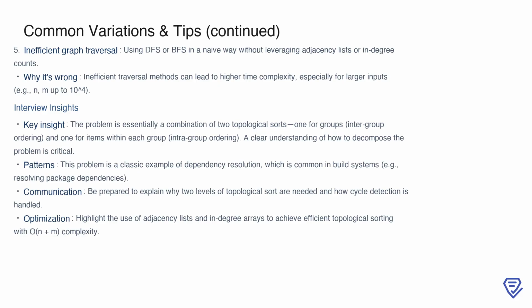During interviews, you should be ready to explain why two levels of topological sorting are needed and how your solution handles cycle detection. Additionally, highlight your use of adjacency lists and in-degree arrays, which enable you to achieve an efficient O(n plus m) complexity for topological sorting.